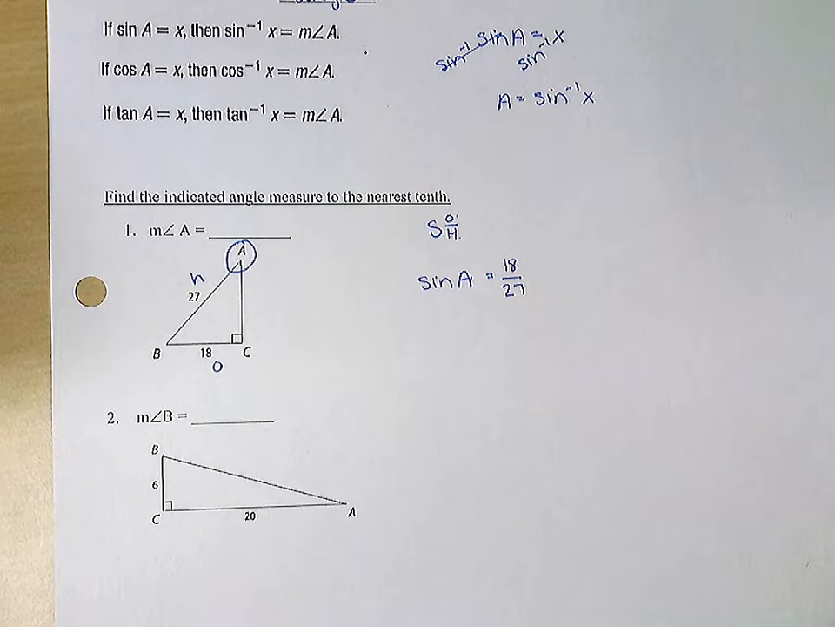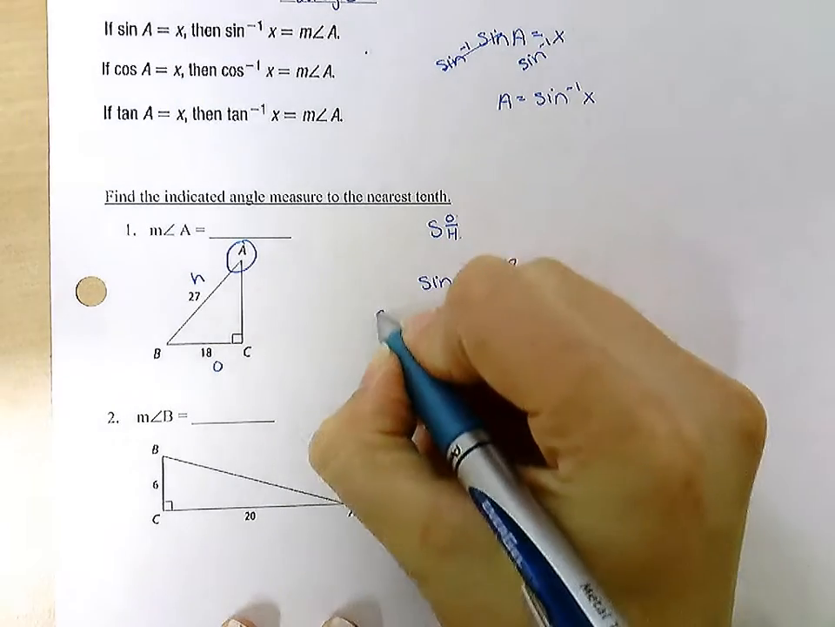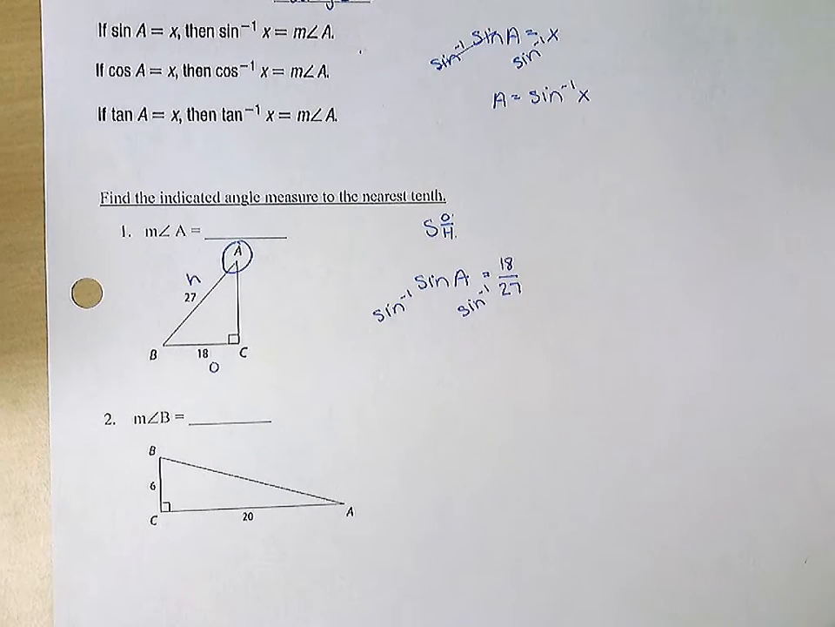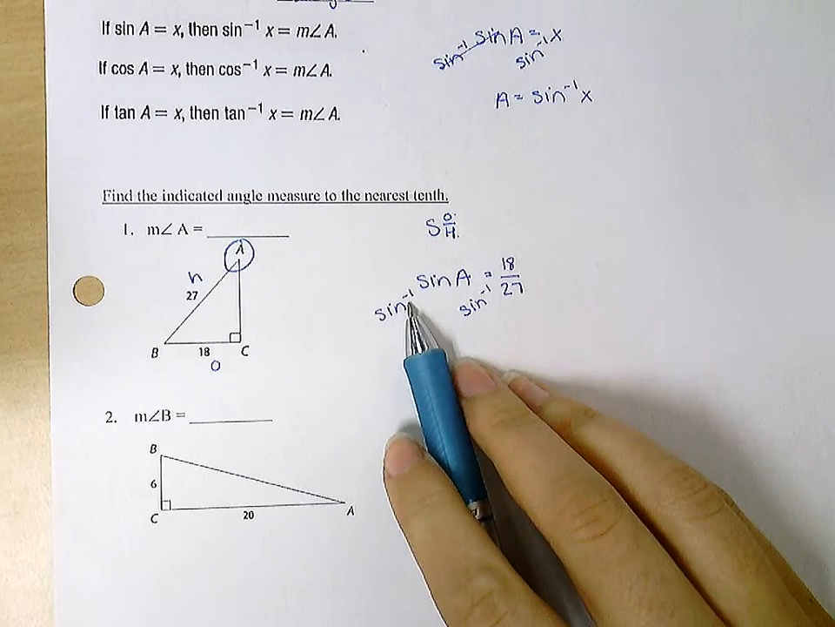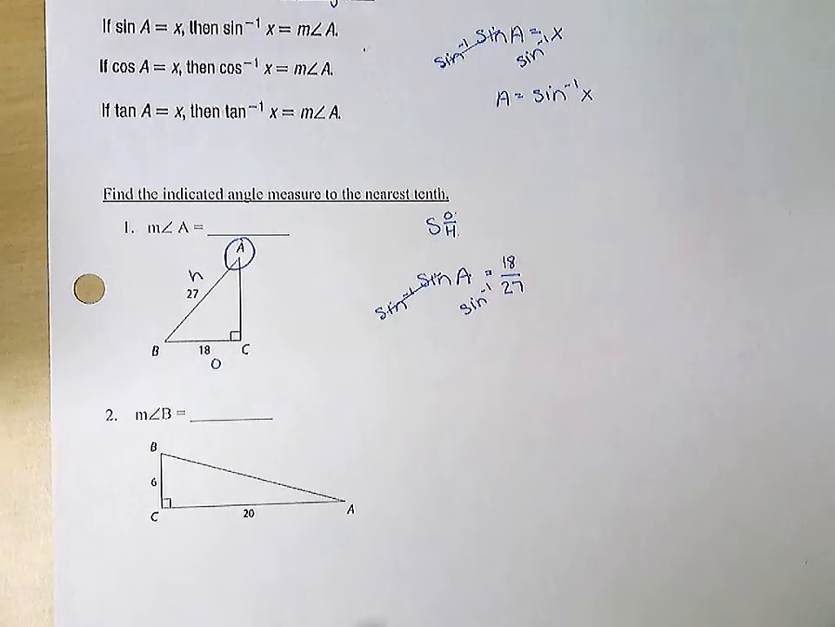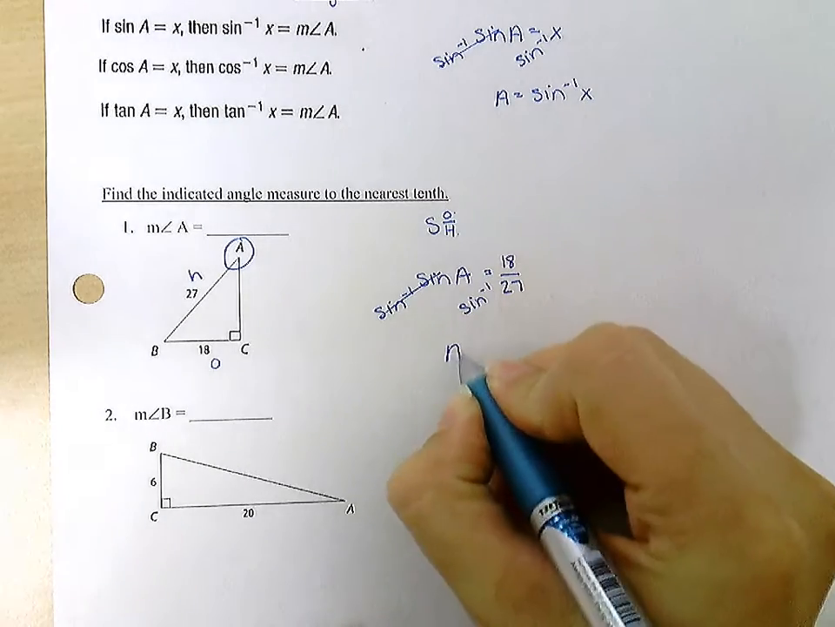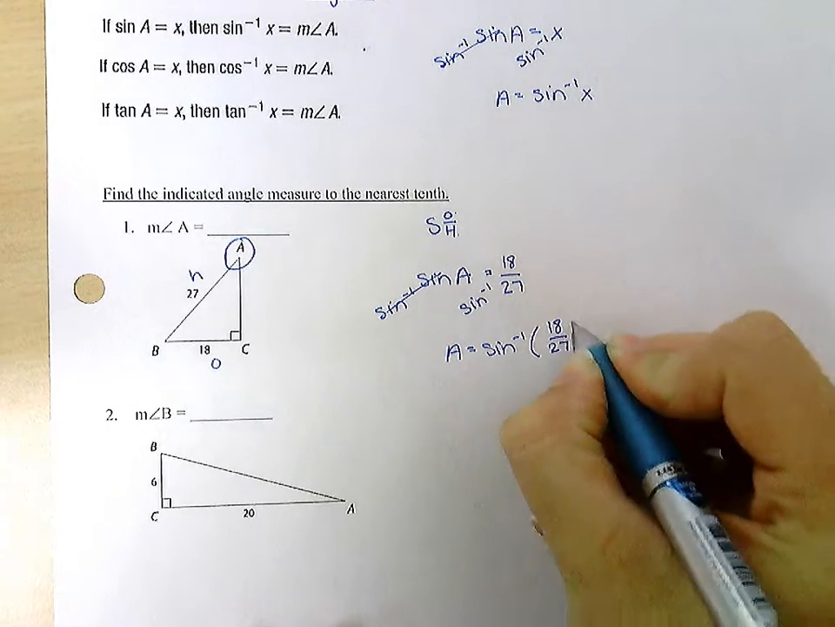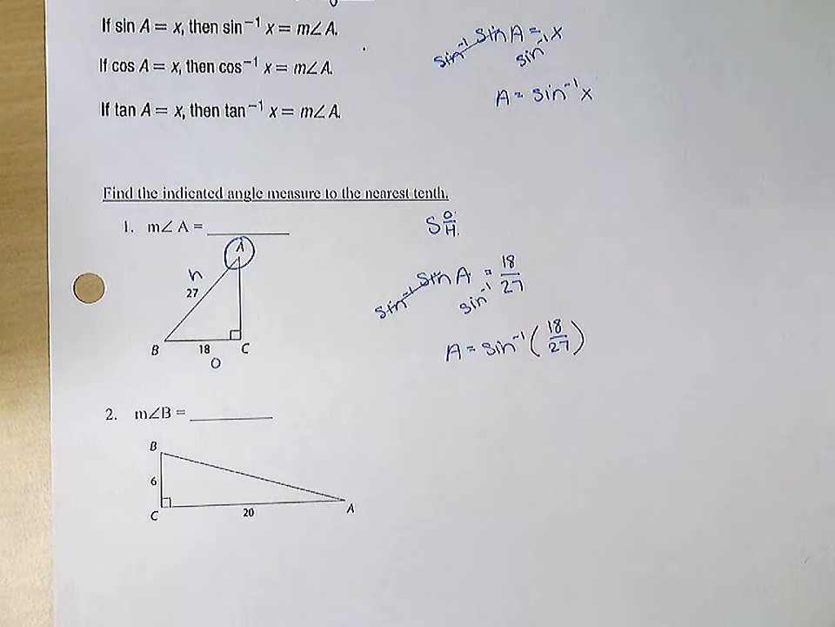Now again, to get A by itself, we have to bring in that sine inverse to both sides of the equation so that I can cancel out the sine on the left-hand side. Okay, and that little -1 there, it does mean inverse. It's not raised to the negative first, it's the inverse symbol. Okay, so on the left, those cancel. So I have A is equal to sine inverse of 18 over 27. Okay, so this is the part where you get to use your calculator, now that I have A by itself.